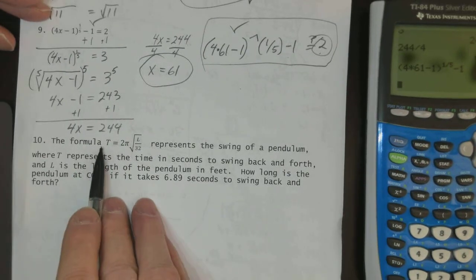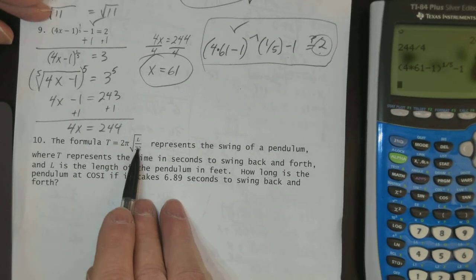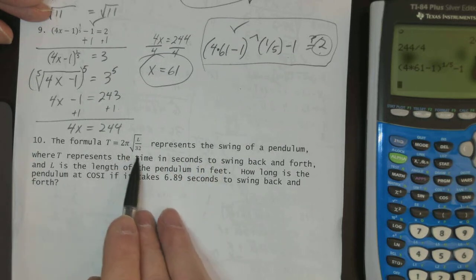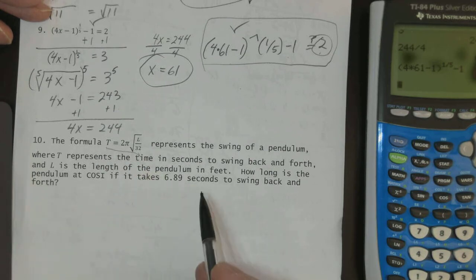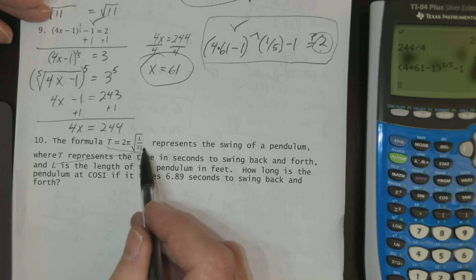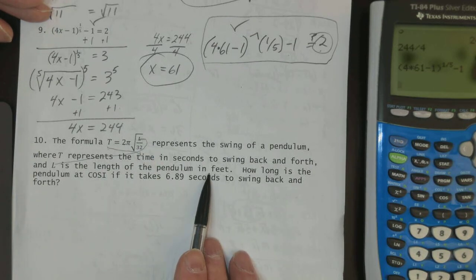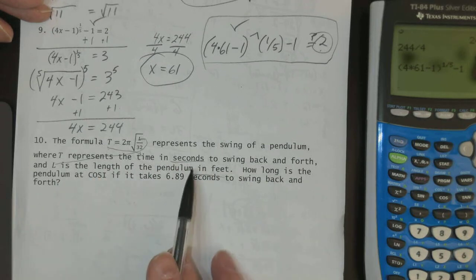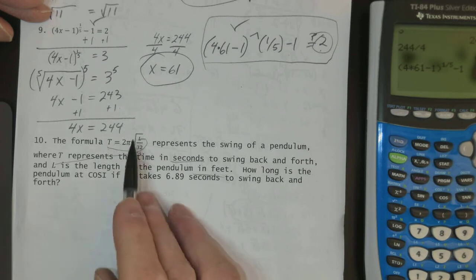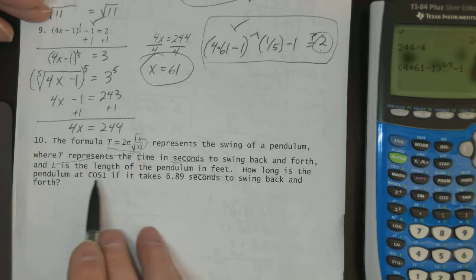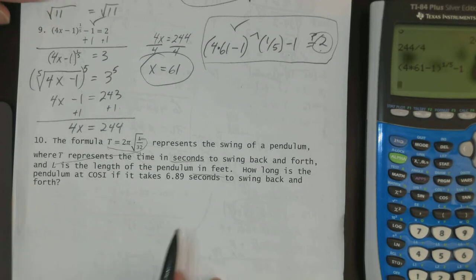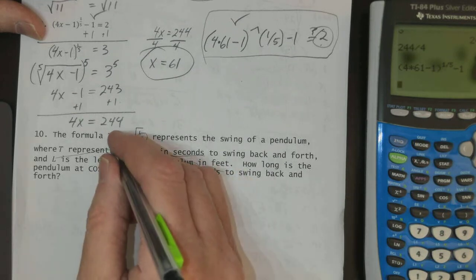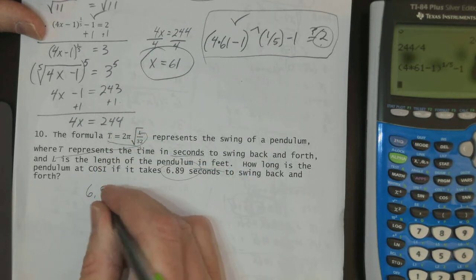So, number 10, the formula T equals 2 pi times the square root of L over 32 represents the swing of a pendulum, where T represents the time in seconds to swing back and forth, and L is the length of the pendulum in feet. So we've got feet and seconds as our units here. How long is the pendulum? So we want to know L. At COSI, if it takes 6.89 seconds to swing back and forth, 6.89 seconds, that is time. That's going in for T.